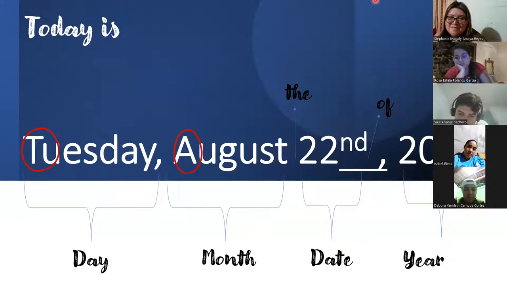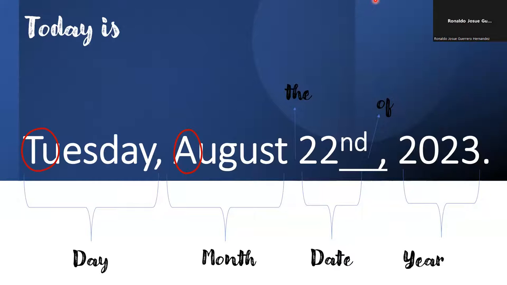Okay. Today is Tuesday, August the 22nd of 2023. Okay, just pronunciation. This is Tuesday. Tuesday. And this is August. August. Yes, the 22nd. All right, thank you very much, Ronaldo. Now, Carlos Ernesto, please tell me, what's the day today?